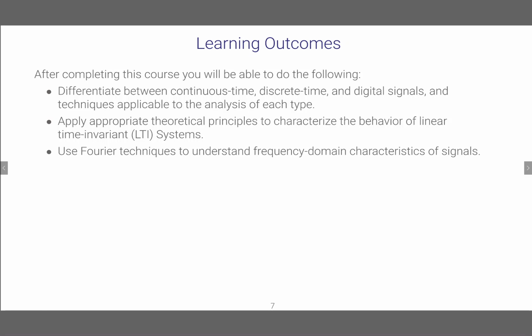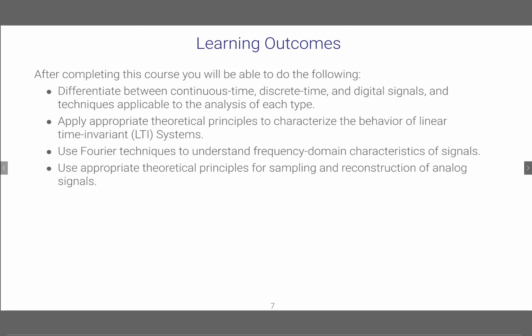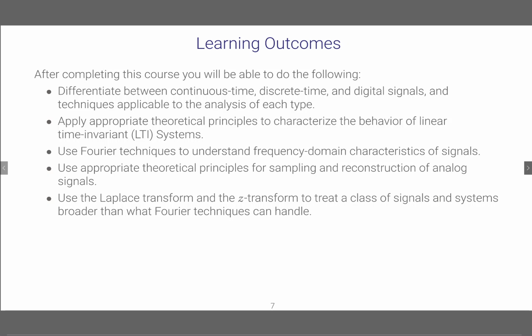Use Fourier techniques to understand frequency domain characteristics of signals. That means we look at the signals in the so-called frequency domain. What are the frequencies that are contained in this signal? And due to processing of that signal, what happens to the frequency content and so on. So use appropriate theoretical principles for sampling and reconstructing analog signals, and then use Laplace transform and Z transform to treat a class of signals and systems broader than what Fourier techniques can handle.